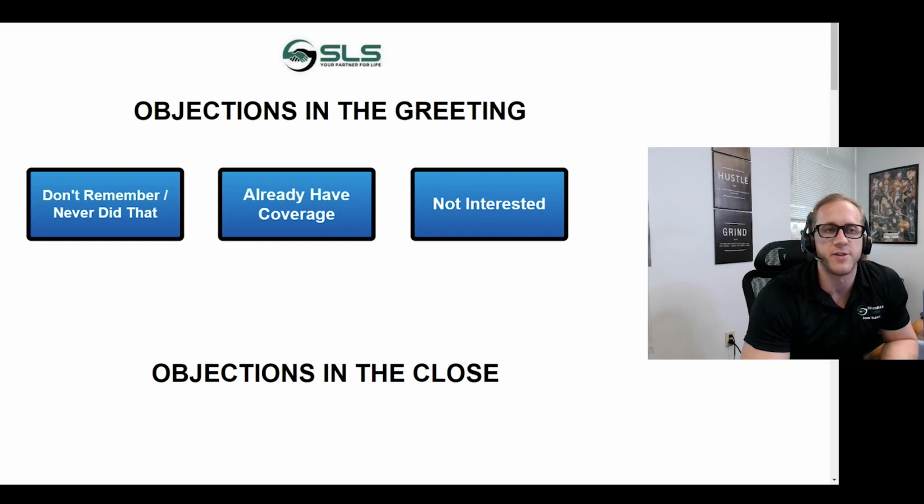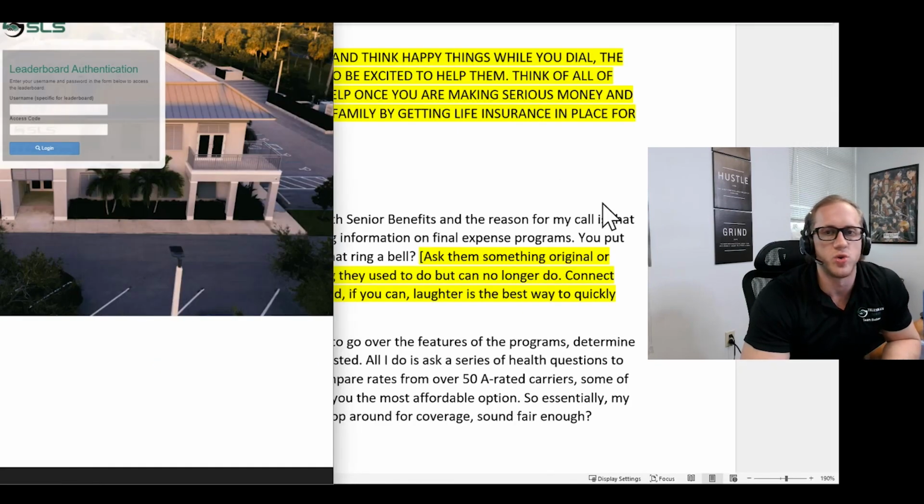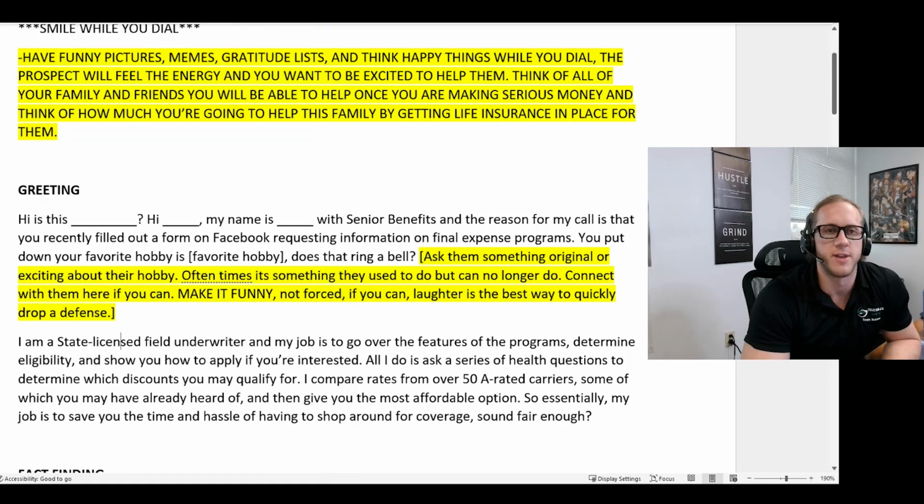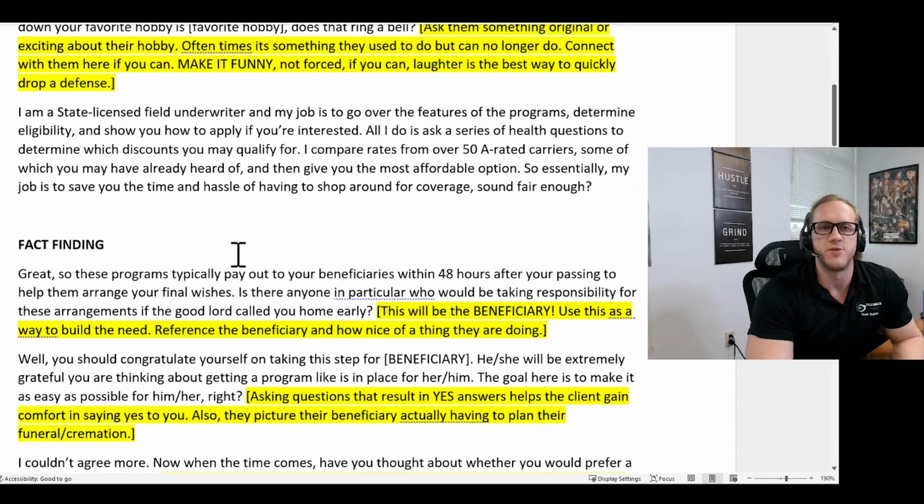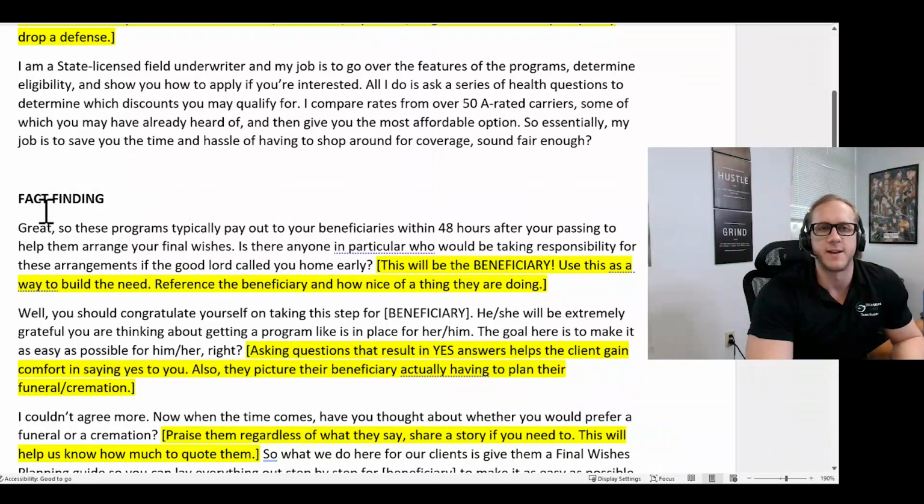Now, if they just filled out the form and they're like, I never did that, be like, hey, well, you know what? Maybe someone did it who you're important to then. So I'll make sure I get you this information. And then you want to just go right into asking them about their hobby or anything else on the form, and the state that they said they live in, or if their street name sticks out to you, or if their date of birth sticks out to you, anything like that. You want to start a conversation on something that they're more familiar with. And then you want to jump into the fact finding.